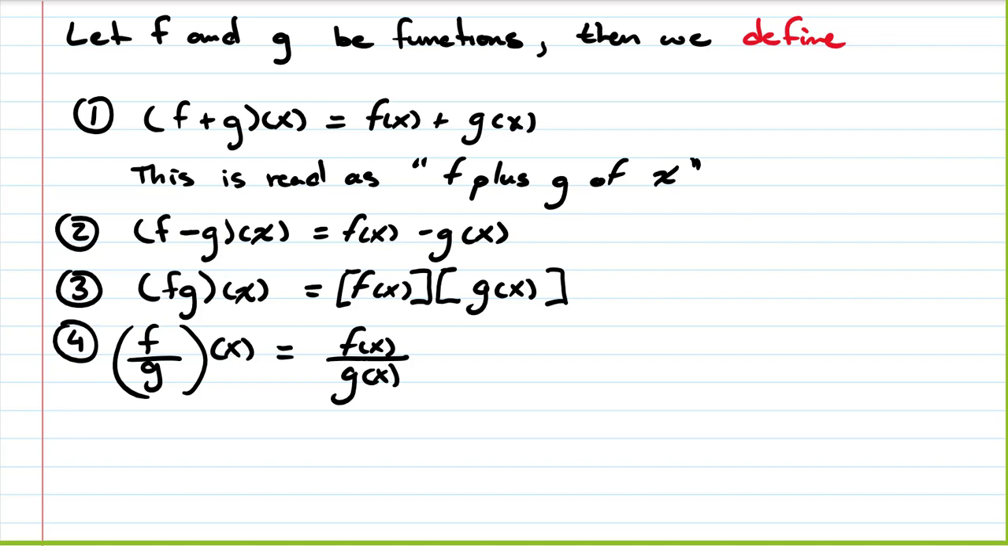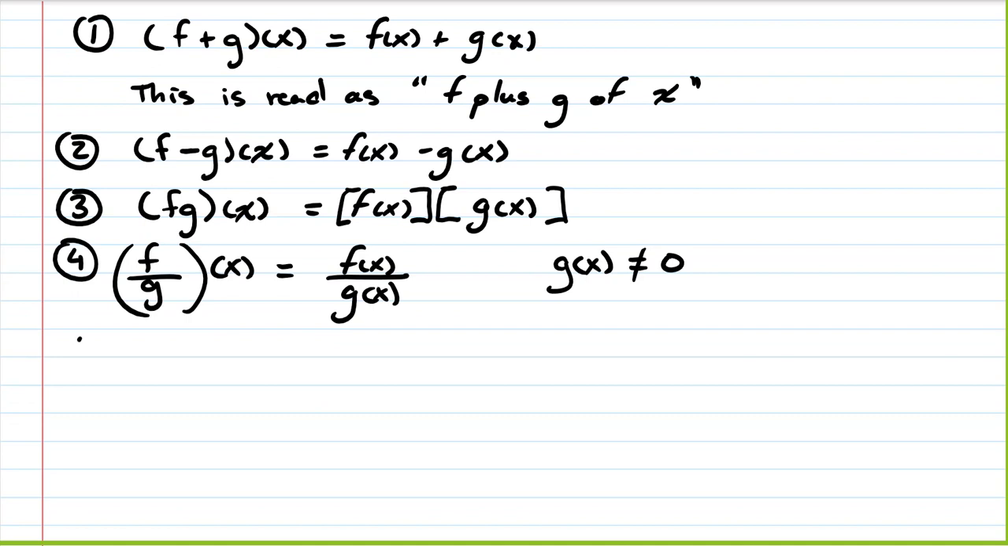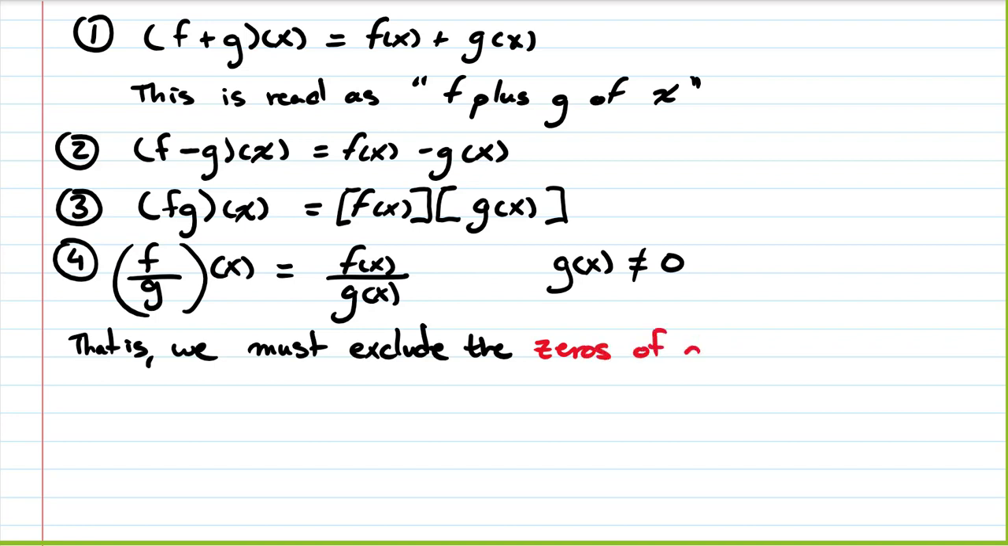So this is an expansion of our function notation, which allows us to create a new function from old functions. So we can add two functions, we can subtract two functions, we can multiply two functions, and we can divide two functions. With division, there is one thing we have to be careful with. This definition only makes sense as long as g of x doesn't equal 0. So that is, we must exclude the zeros of g from the domain, because we are not allowed to divide by 0.